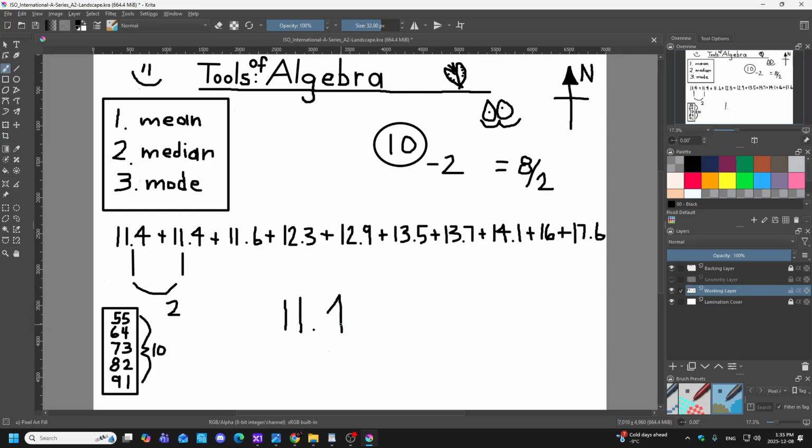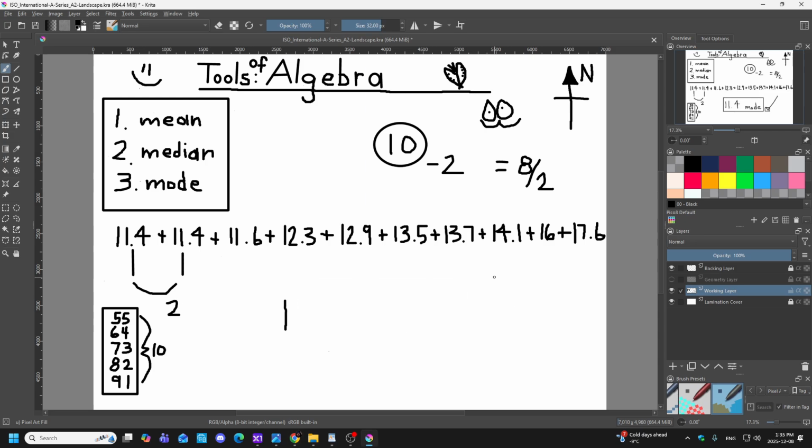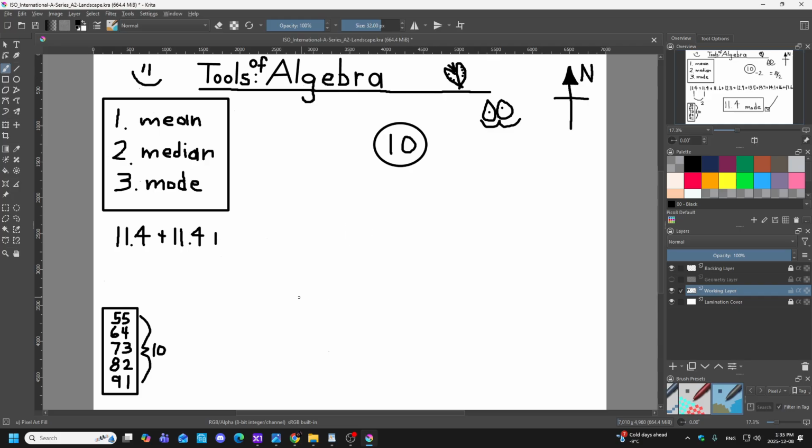11.4 is our mode. Mode is super simple, right? How easy? Can it get any easier than that? Let's go. Okay, let's get through this and do another.